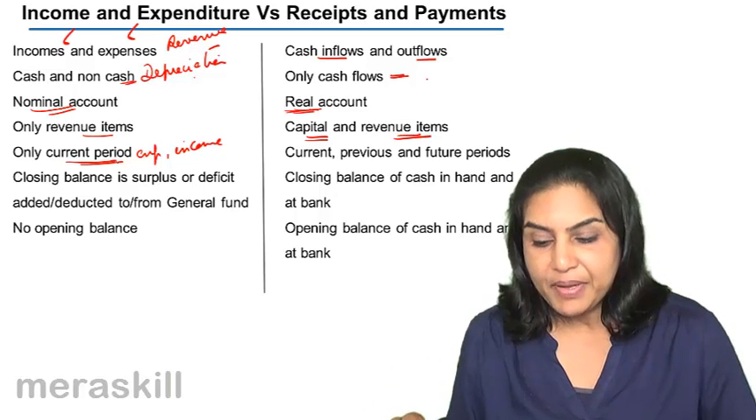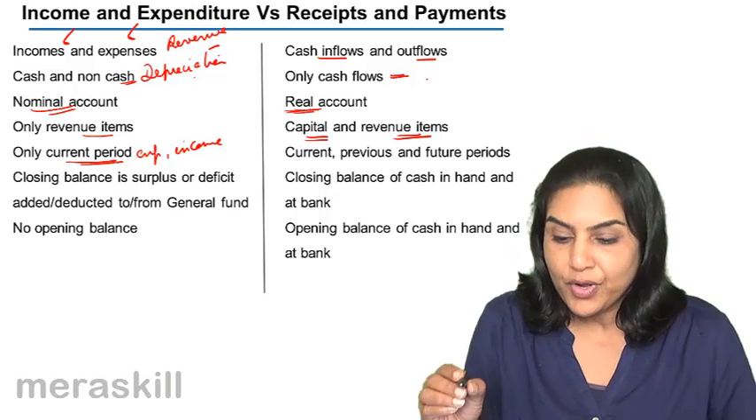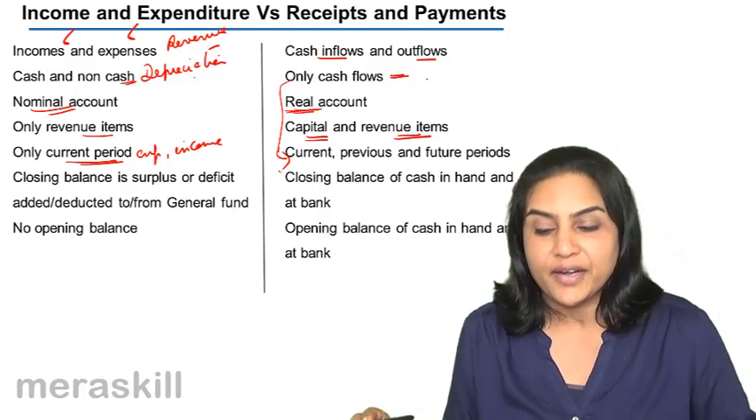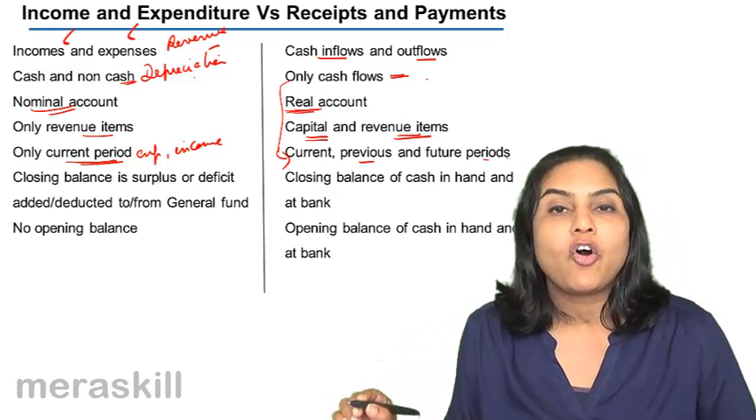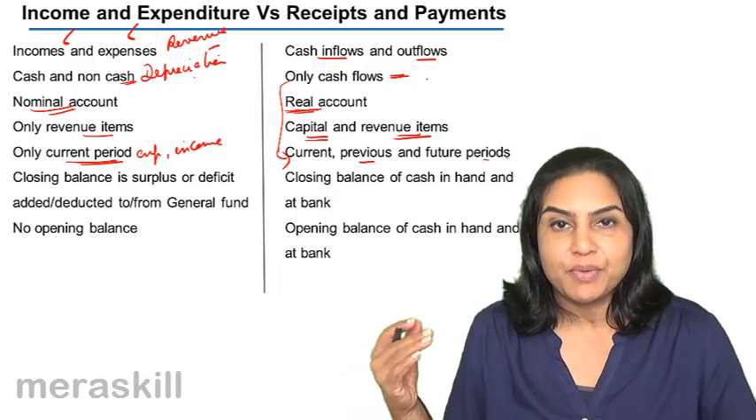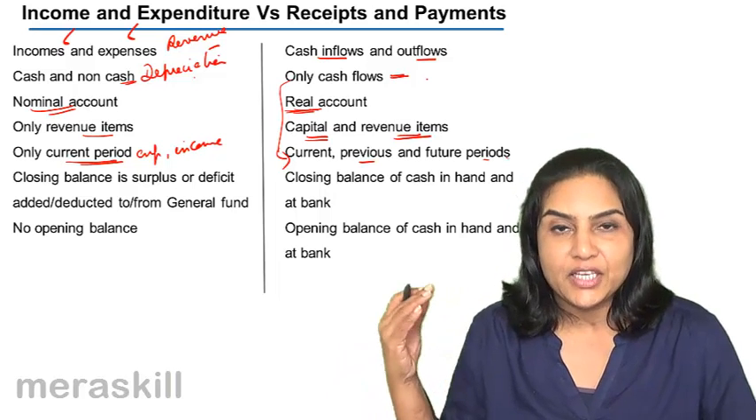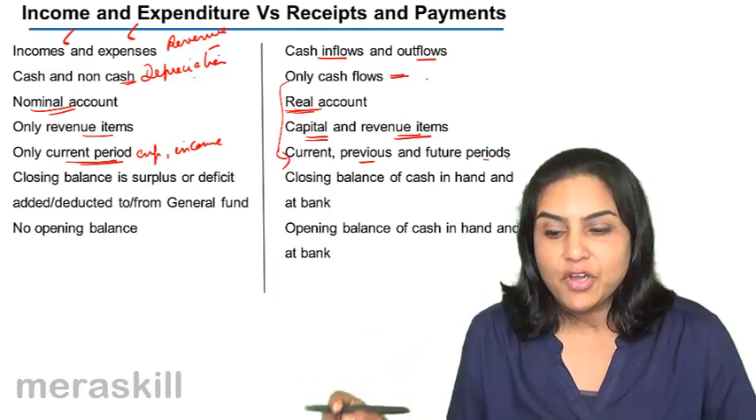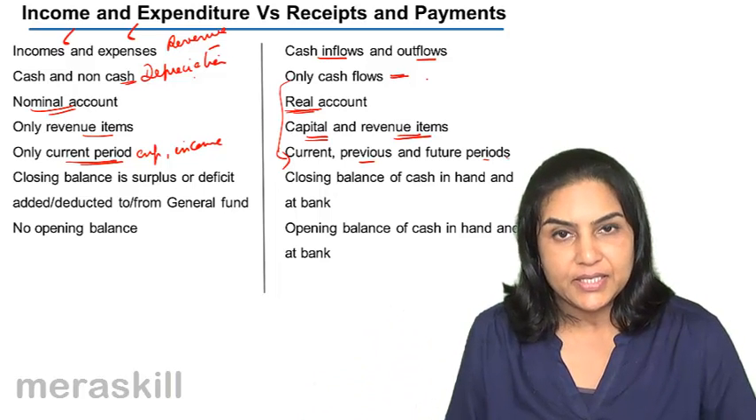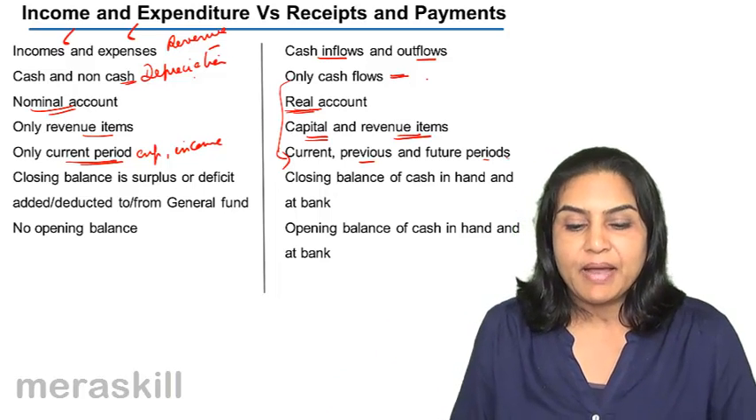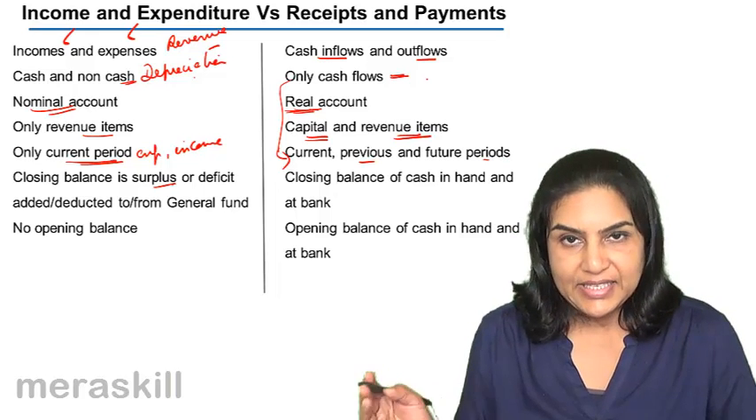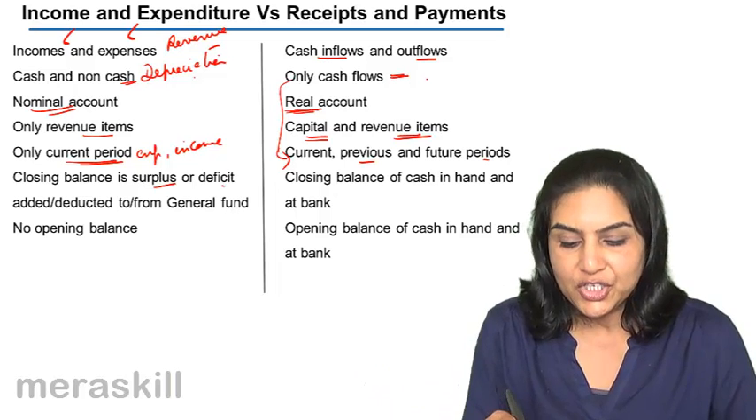But in receipts and payments, whatever is the cash flow will come, whether relating to the current period, previous period or future periods. If money has been received, it will come. If money has been paid, it will come in the receipts and payments account, irrespective of the period to which it pertains.